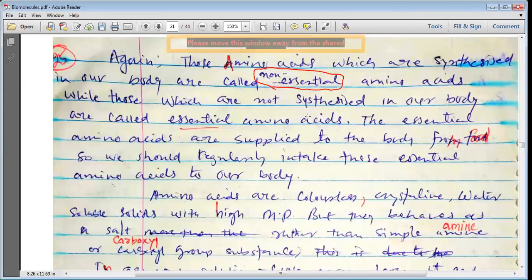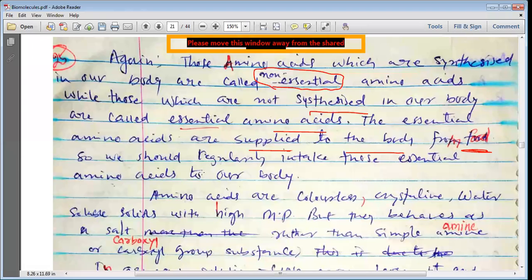So those amino acids which are not synthesized in our body are called essential amino acids, and these essential amino acids are supplied to the body from the food sources, and so we should regularly take in those essential amino acids to our body through food intake.